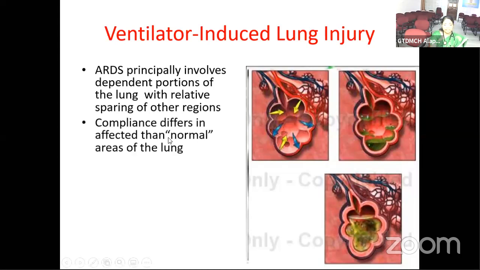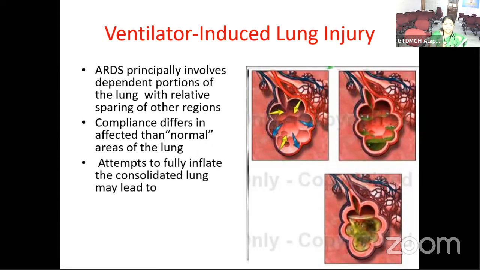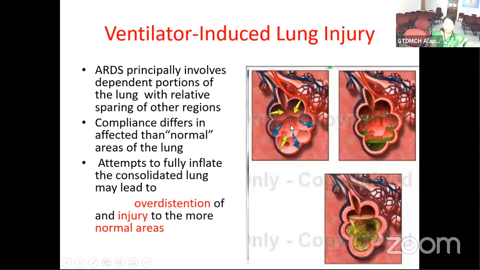So compliance differs in affected areas than in normal areas of the lung. The attempts to fully inflate the consolidated lung may lead to damage to the normal lung. It will lead to over distension or an injury to the more normal areas. So when we are giving more volume with each breath, that is a high or usual tidal volume, this area we can distend, but this area will rupture. So that should not happen. So we should give a low tidal volume ventilation, that is, we have to give less volume of air with each breath. Okay, is it clear to you?